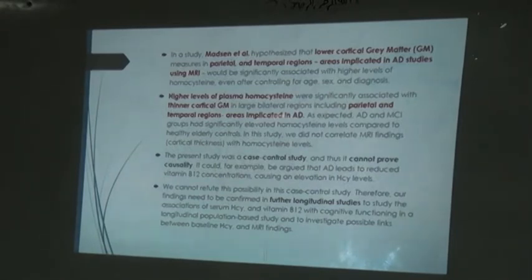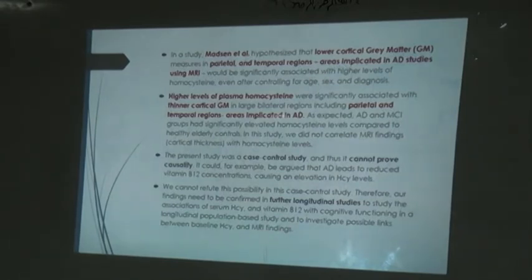A study in Sweden, Mattsson and his colleagues hypothesized that lower cortical gray matter thickness in the parietal and temporal regions, the areas implicated in Alzheimer's, they correlated the MRI findings with the homocysteine level, and they found a positive correlation. They found thinner cortical gray matter with higher homocysteine level. In our study, we did not make any correlation between MRI and homocysteine levels.